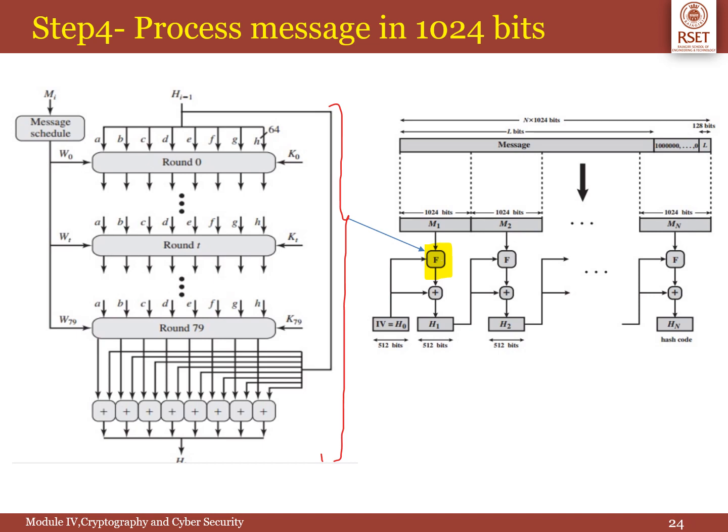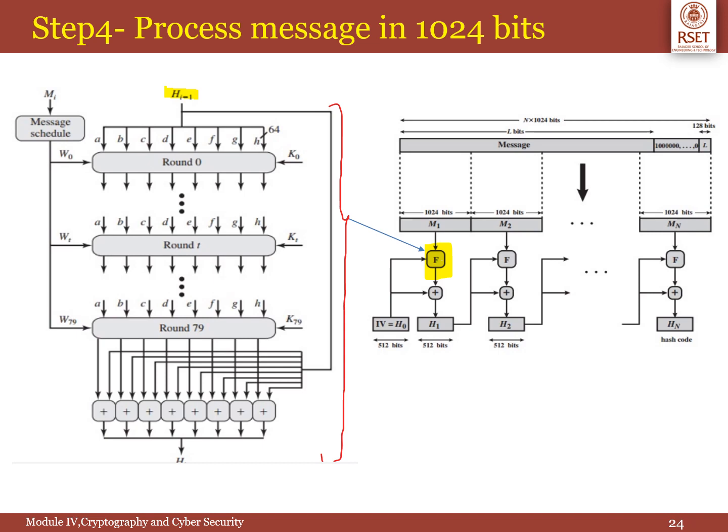Here we have two figures. The one on the right-hand side depicts the entire SHA-512 algorithm, and on the left-hand side we have the expansion of the function of SHA-512. It is this function that we are going to explain now, how each 1024-bit block is processed by the SHA compression function.